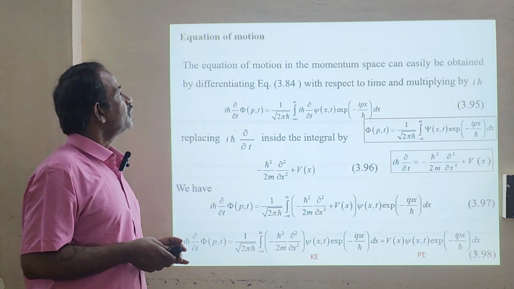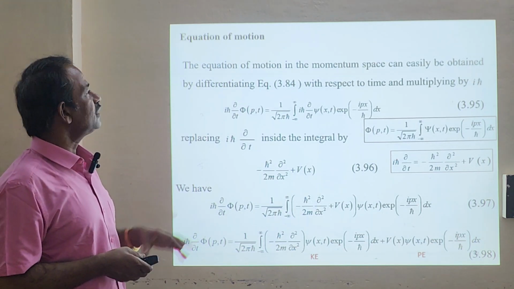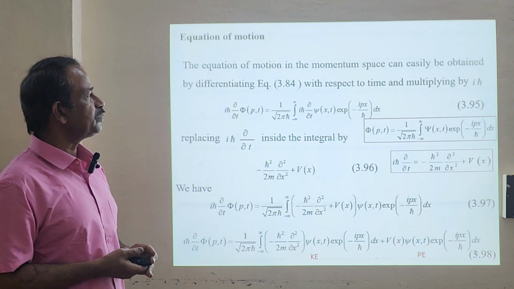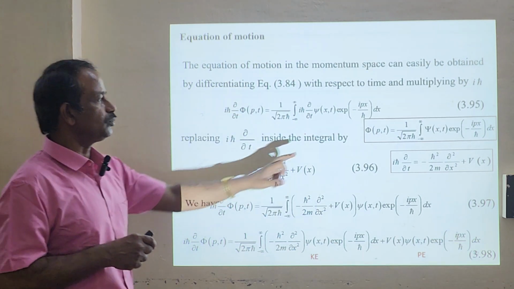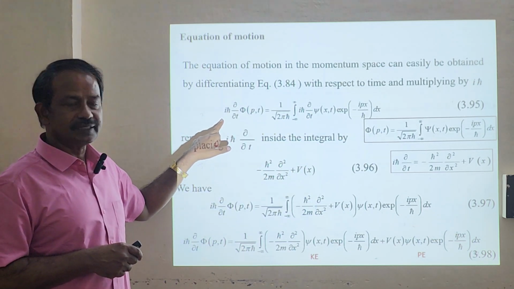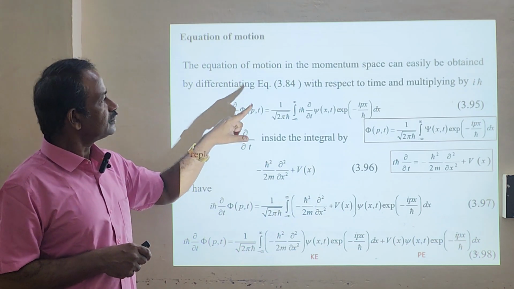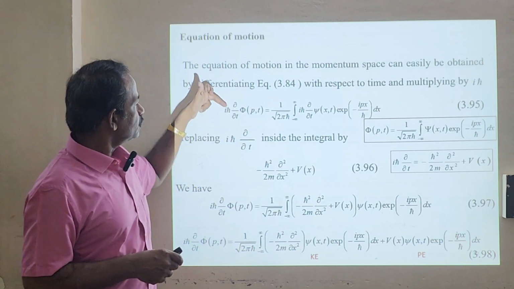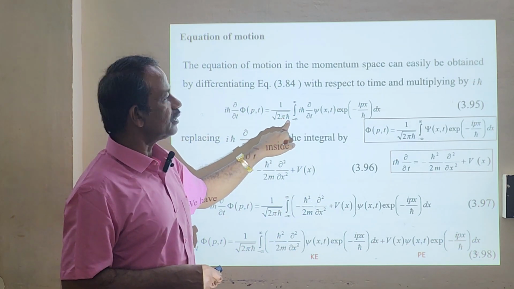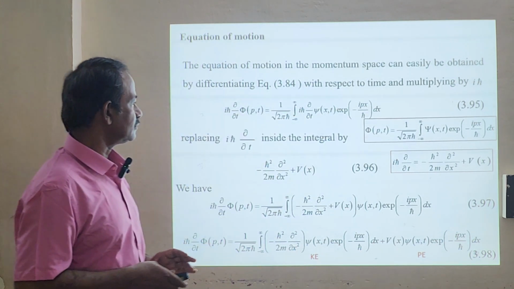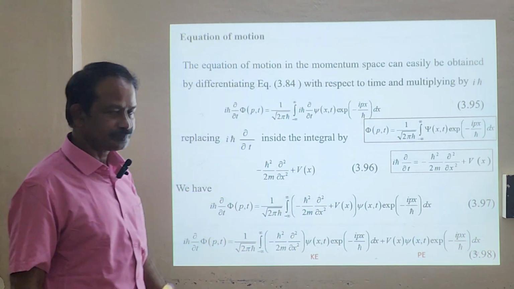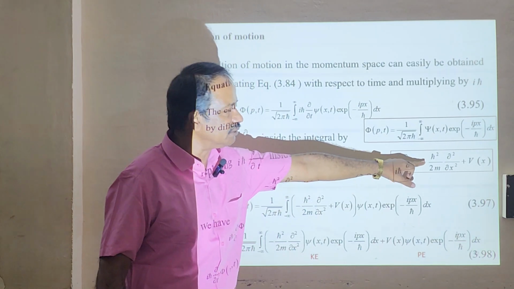So we'll see. The equation of motion in the momentum space can be easily obtained by differentiating equation 3.84 with respect to time t and multiplying by i h cross. So we have this equation, multiplied on both sides by i h cross. Correct? Now you just take i h cross d psi by dt.